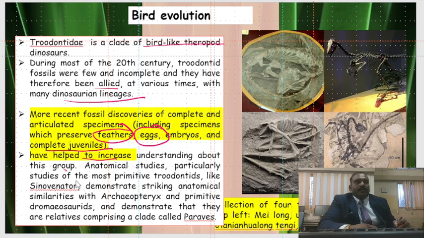Anatomical studies, particularly the studies of the most primitive Troodontids like Sinovenator, demonstrate the striking anatomical similarities with Archaeopteryx and the primitive dinosaurs, and demonstrate that they are relatives. So this is the collection of the Troodontids, clockwise from the top left to the bottom left.